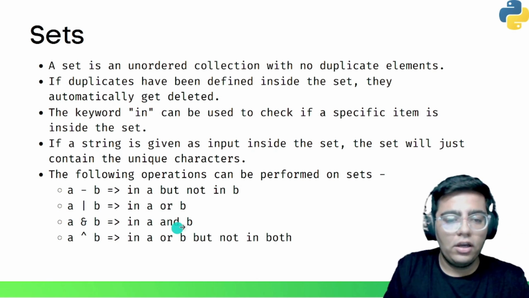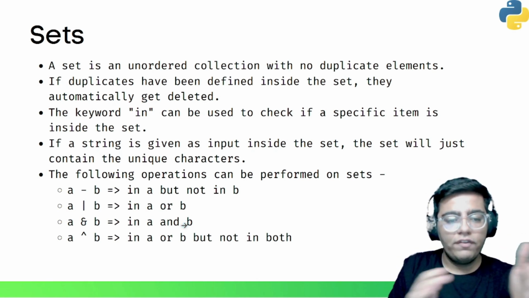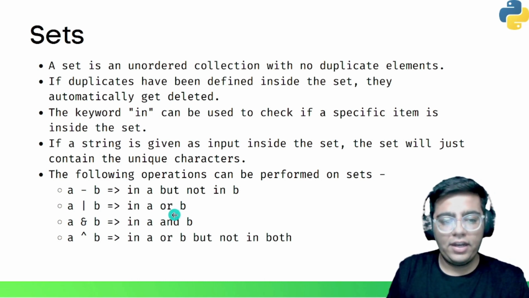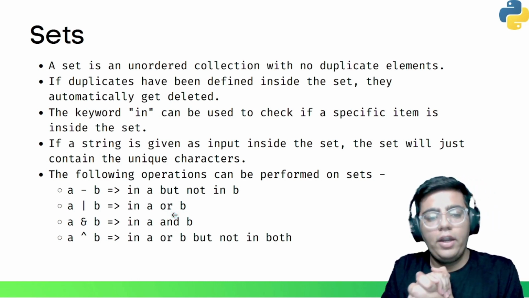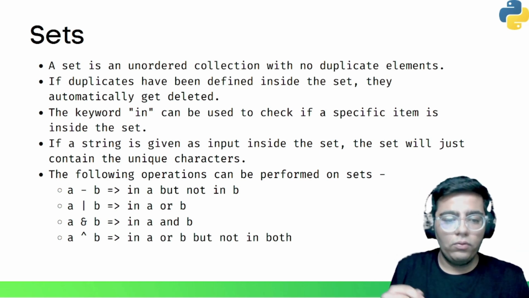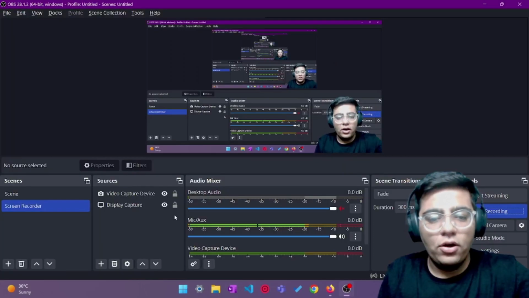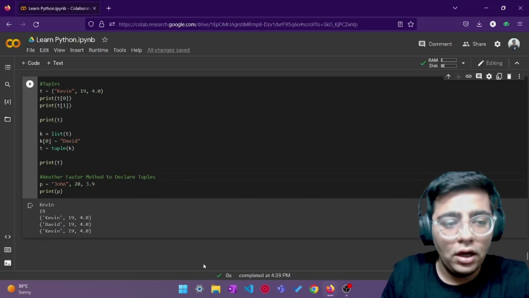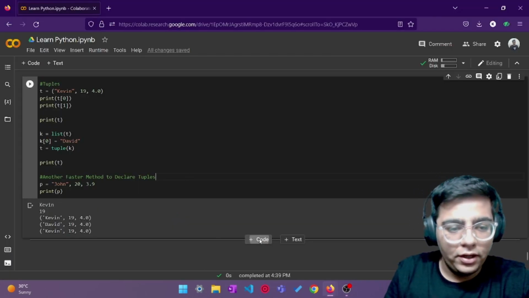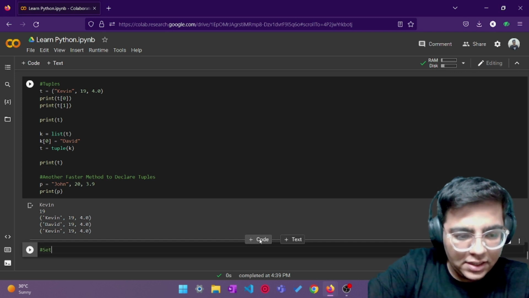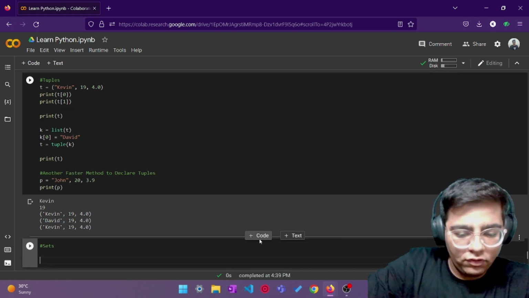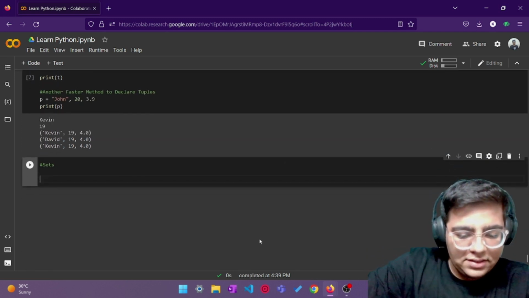And then also you can perform operations on two different sets to check whether there are certain items. You can do subtraction, you can do union, you can do intersection, and let's have a look at them. So let's head on to the coding space. Let's make a new cell. Let's write sets. So first of all, let's say I create a set.